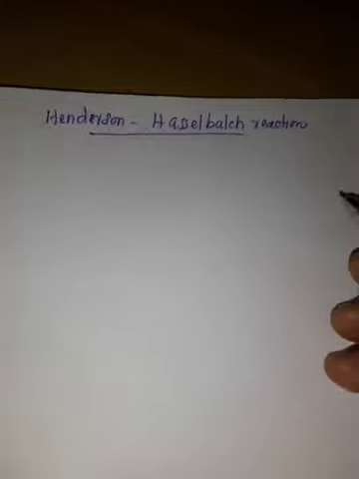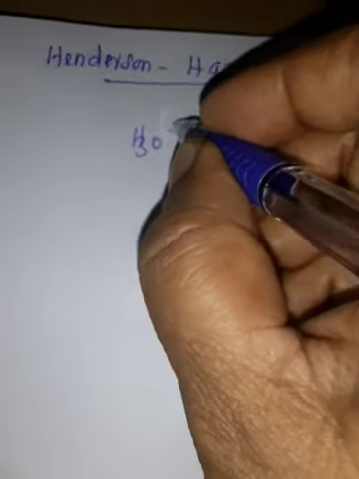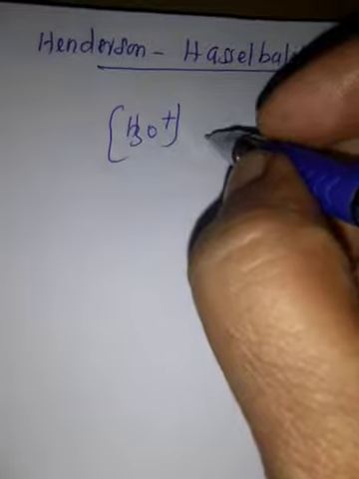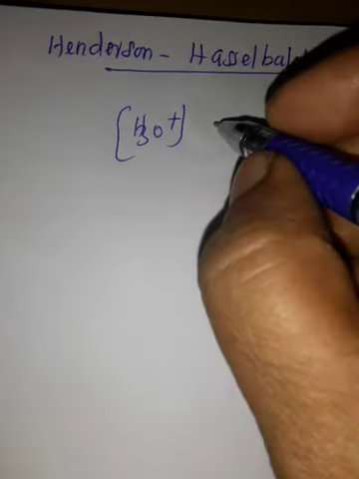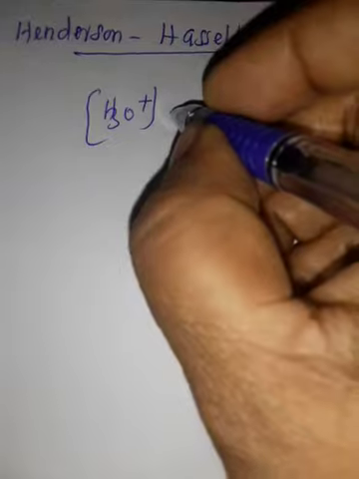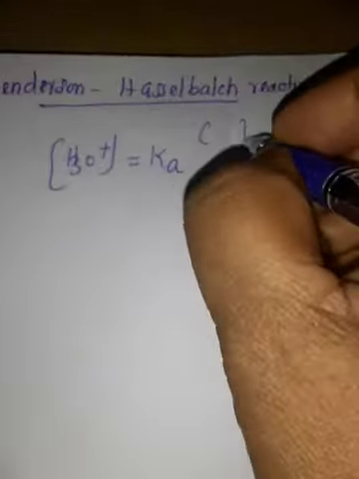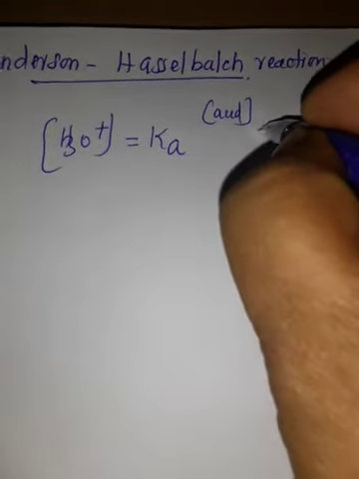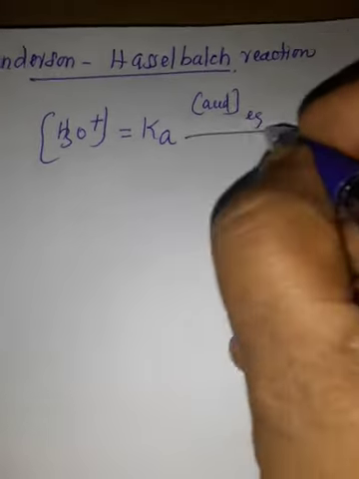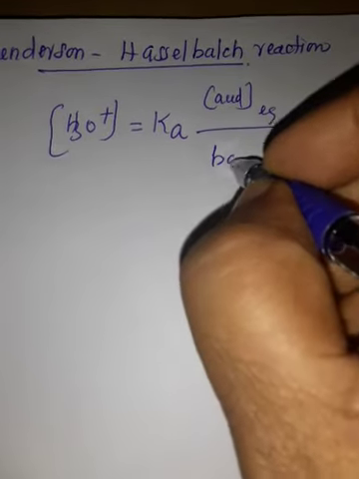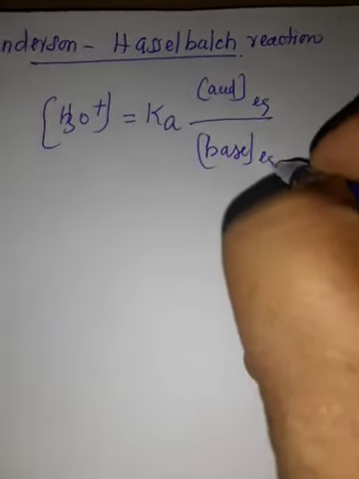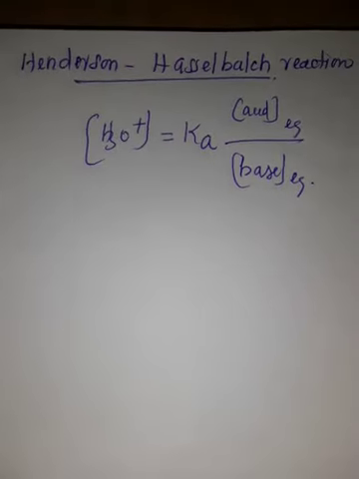Children, next we are going to learn about the Henderson-Hasselbalch equation. We have already learned that the hydronium ion concentration in an acidic buffer solution depends on the ratio of the concentration of the weak acid to the concentration of its conjugate base present in the solution.